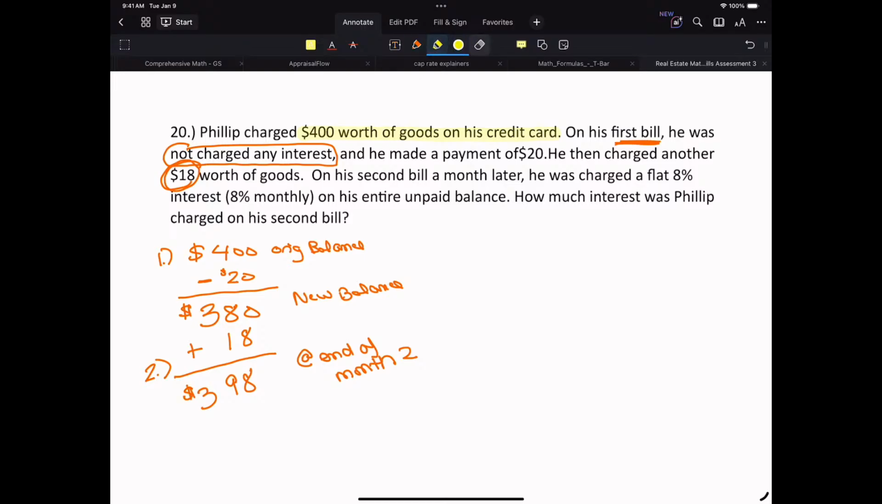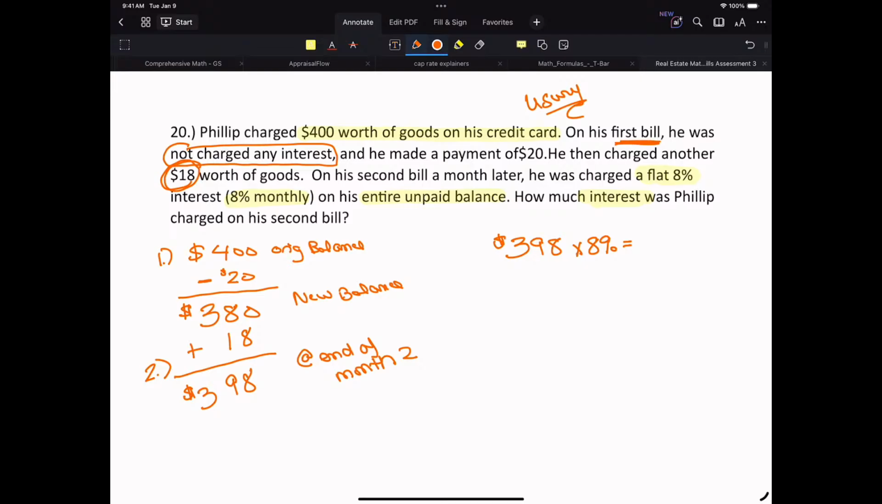Now this problem told us he's charged a flat 8% interest, 8% monthly on his entire unpaid balance. So how much interest does he charge? Okay. Well, if he owes $398 this month and he's charged 8%, which sounds illegal, but that's fine. This is what the problem said to do. This is what we're going to do. It sounds like usury to me, but I could be wrong. Maybe, I don't know. I guess it's not usury, but still, it just sounds ridiculous.